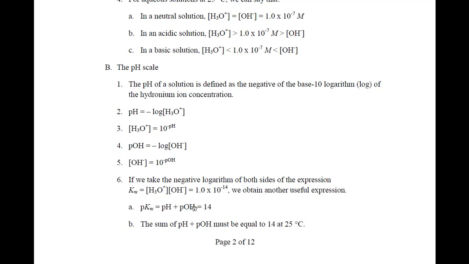This is another equation you must commit to memory because you're going to be responsible for being able to use it on an exam without any other written notes. So pKw equals pH plus pOH equals 14. Again, we revolve around this 14. So if the pH goes up, the pOH must go down. If the pOH goes up, the pH must go down, because they all revolve around 14.